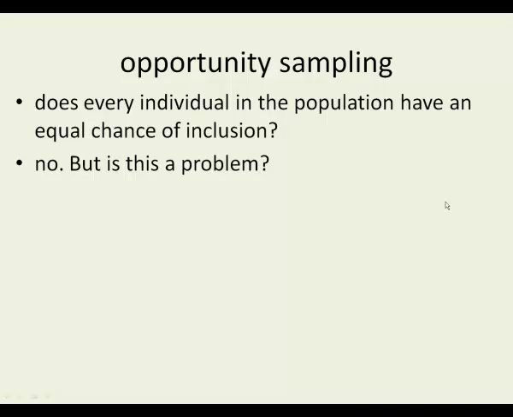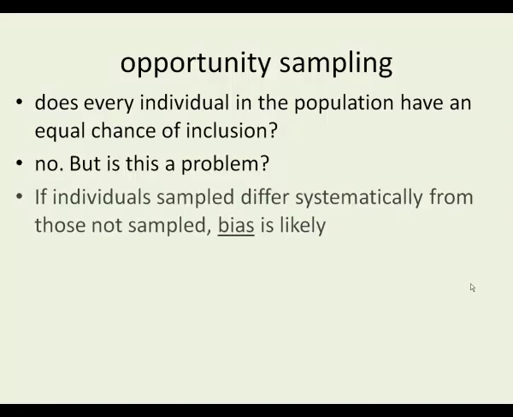Does every individual have an equal chance for inclusion? No, but is this a problem? Yeah. It is a problem if the ones that you sample differ systematically from those not sampled. In that case, you'll get some sort of bias.